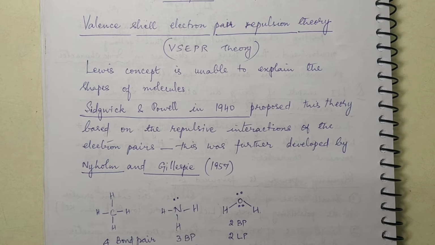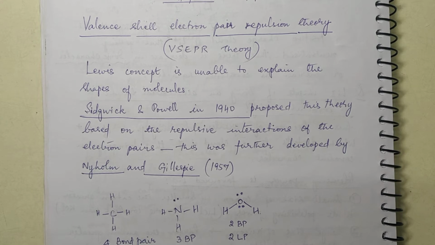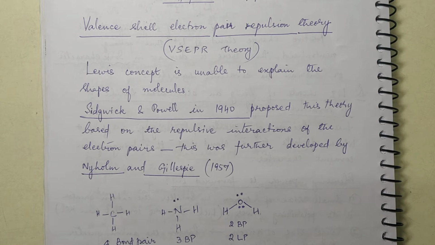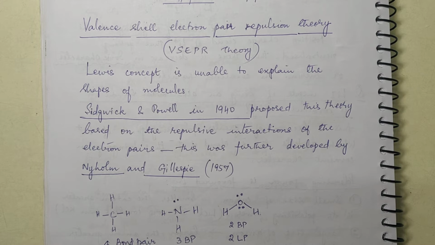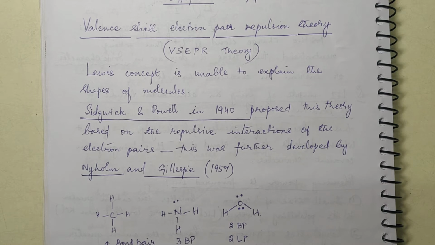VSEPR theory. This Lewis concept was unable to explain the shapes of molecules. So Sidgwick and Powell in 1940 proposed this theory based on the repulsive interactions of the electron pairs. Each and every atom is surrounded by bond pairs and lone pairs, right? Because of the repulsive interactions of these electron pairs, this was further developed by Nyholm and Gillespie in the year 1957 regarding the shapes of different molecules.